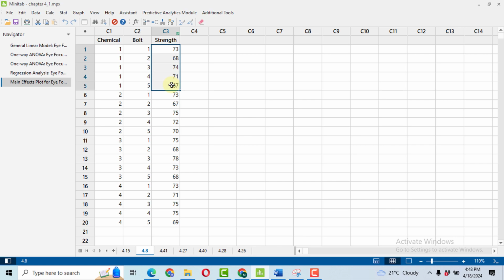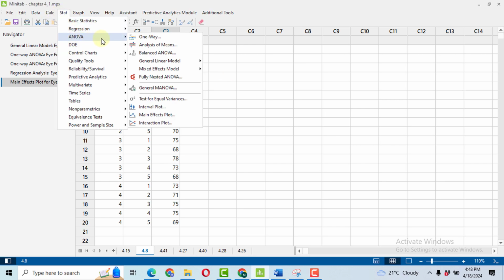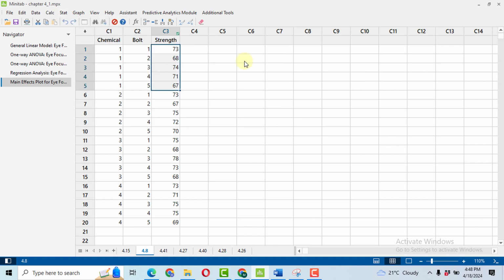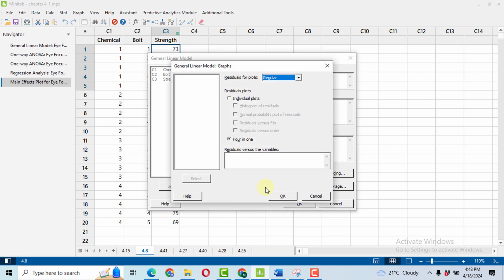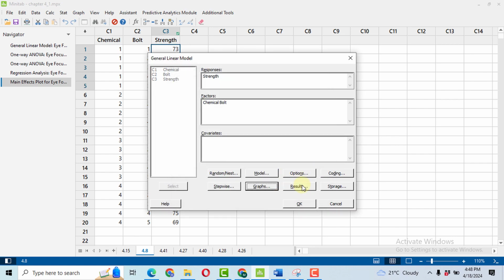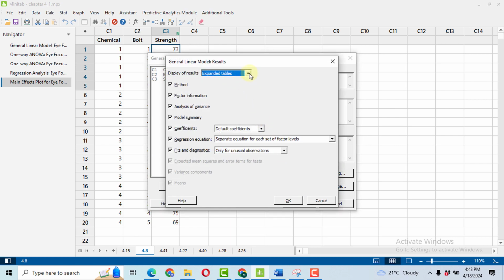After entering the data, please cross check it. Once you have entered the data, the next step is to go to Stat, then ANOVA, then General Linear Model, Fit General Linear Model, click OK, and then select your response variable, that is strength. In the factors, click chemical and then bolt, then go to Graphs. Here select Four in One, click OK, then go to Results. Here select the expanded table.